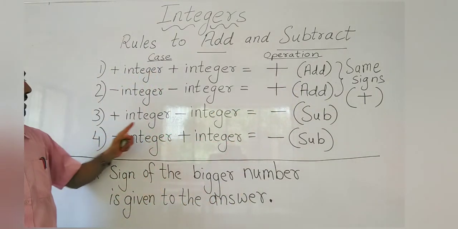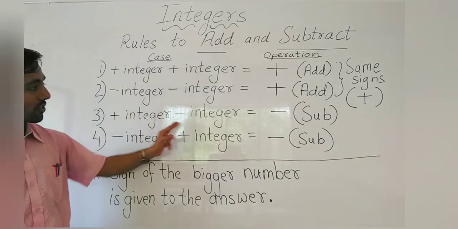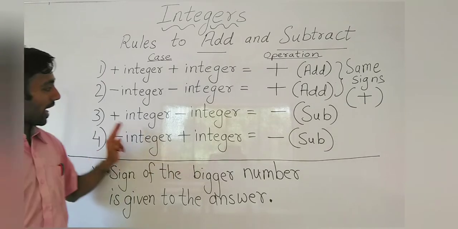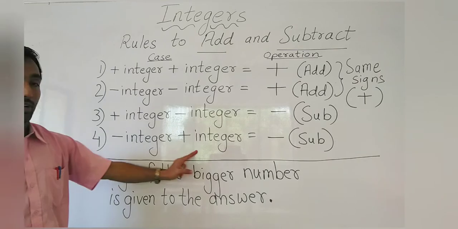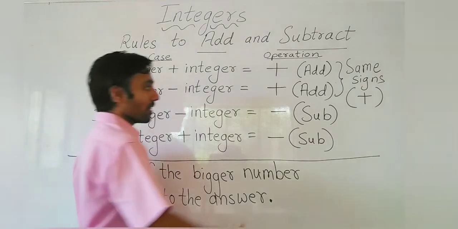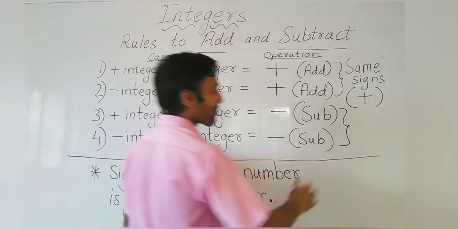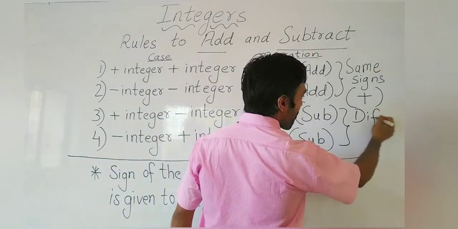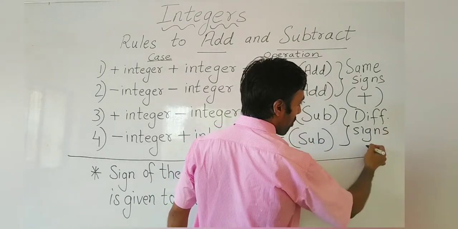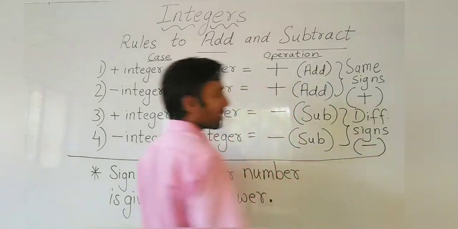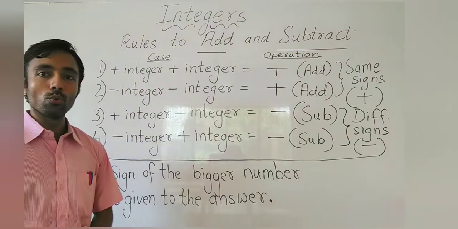And if the integers have different signs, like in the third and fourth case, you might have noticed, both the integers don't have the same signs. They have different signs. So when the integers have different signs, what will we do? We will subtract. So when there are different signs of integers, we do subtraction. It's a very simple way of remembering these four rules.